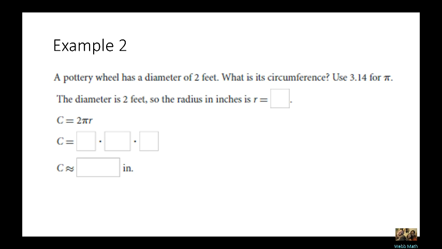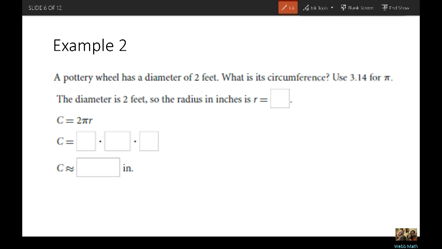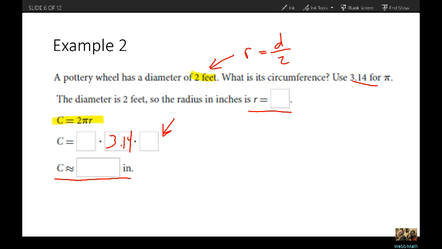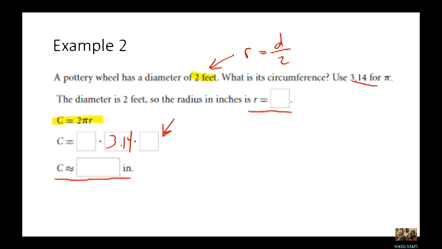So example 2, that one's going to be on you. A pottery wheel has a diameter of 2 feet. So again, they gave you something. Here's your formula. Find your radius. They do tell you the diameter, and you know the radius is what of the diameter? Isn't it just whatever the diameter is divided by 2 to get your radius? Once you find your radius, plug it back in. Go ahead and use 3.14 for pi, and raise your hand. Let me know what you got for your circumference. Most of your homework is kind of this, by the way.